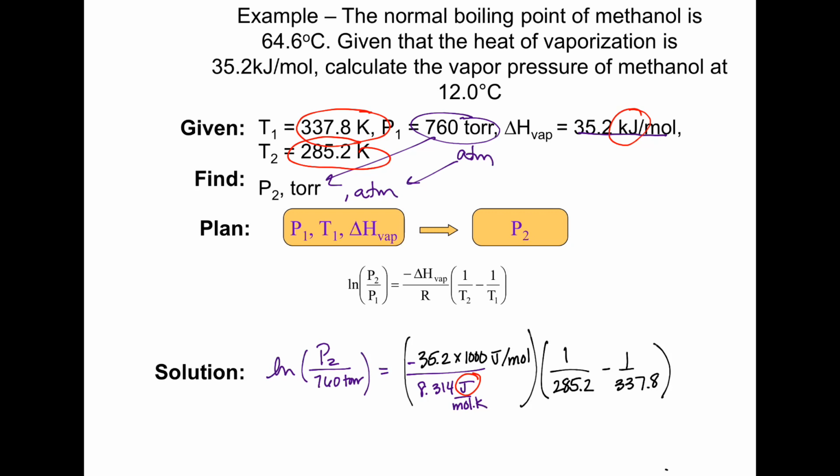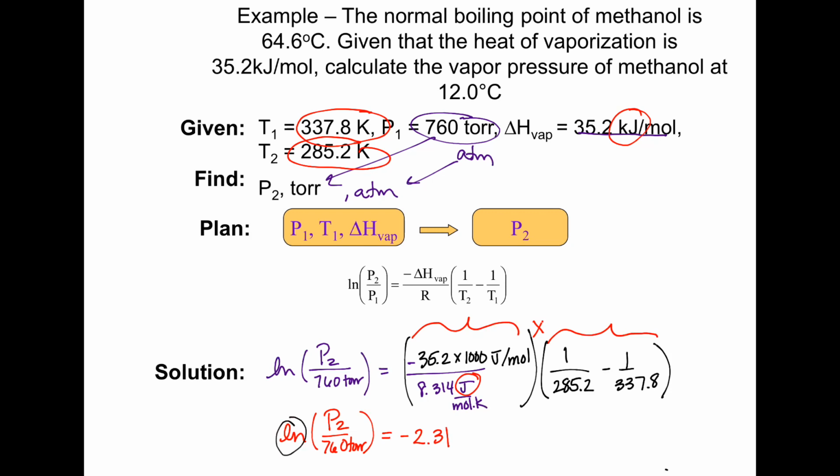Now I know it's going to be tempting to do some algebra right here if you're kind of algebraically minded. I do suggest that you actually do this part on your calculator first, get a number, and then multiply it by this part. When I did that on my calculator, I got that the natural log of P2 over 760 torr was equal to negative 2.31.